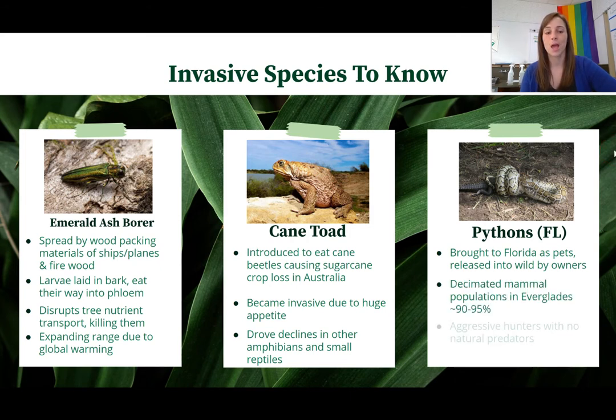It should go here. Now, the problem is they decimated mammal populations in the Everglades. Like 90% of some populations were taken out by these. They are super aggressive hunters, as you can see in this terrifying photo, and they don't have any natural predators in Florida. So they are able to just continue living their best life, eating all of the local species.